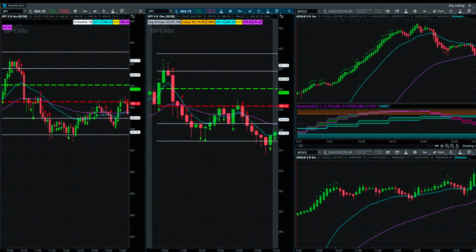And then the other way is called the gap reversal, which is kind of the same thing, but a little different.